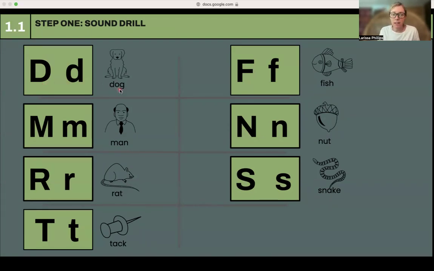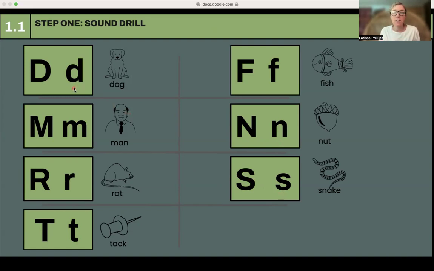I have a keyword next to the letter so that if you get stuck, you can remember, oh, what is that sound? Oh, yeah, it's the first sound in dog. Okay. So all I want is the sounds. I want you to go D, M, R, T, N, S. Remember, you're not putting any extra sound after the sound. You're not saying sa, you're saying s, just the sound by itself.